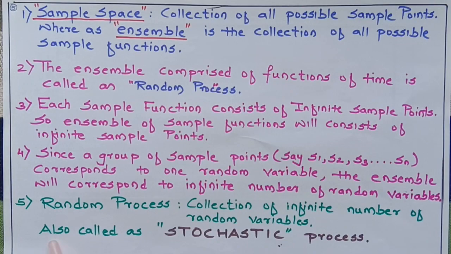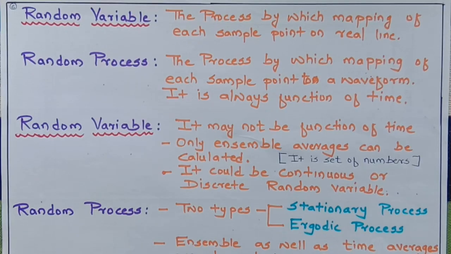And this random process is also called what? Stochastic process. It means one whose value could not be predicted. We have to guess it. So that is called a stochastic process. Now moving towards a few differences between random variable and random process.